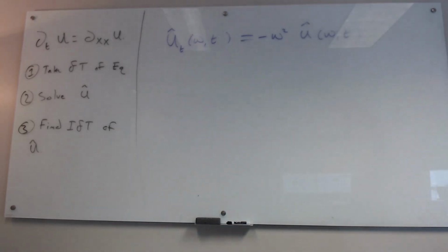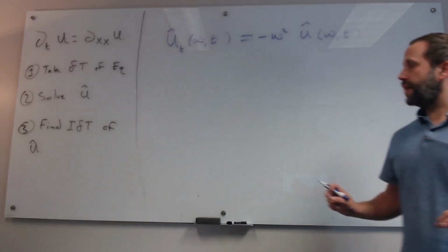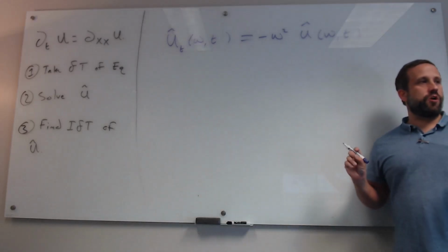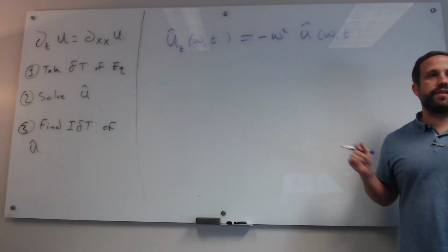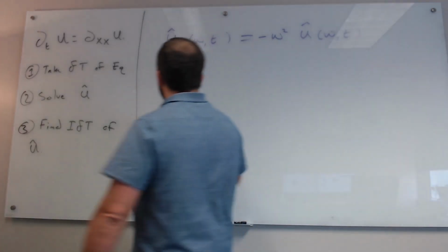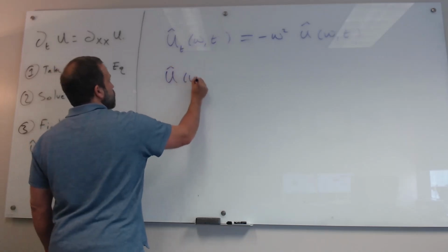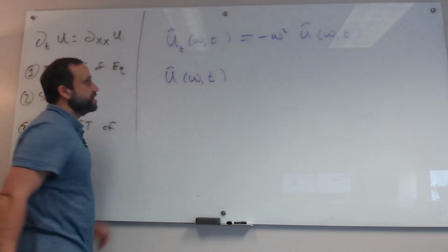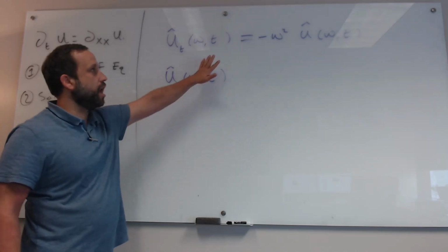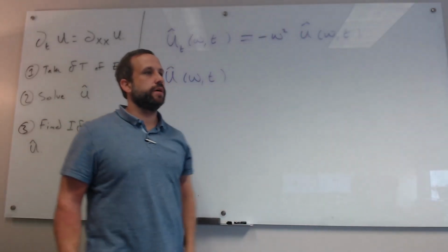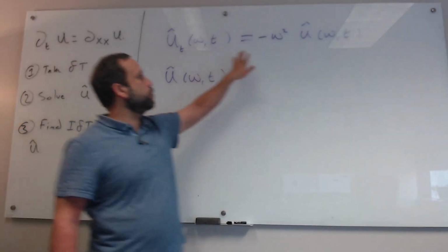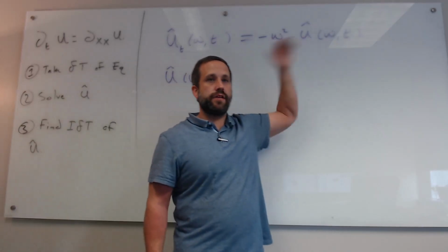Now, if we think about omega as being fixed, this is an ordinary differential equation in the t variable. So if I just solve this, I'm going to get u hat of omega, t. Omega is a constant. Imagine that omega is 17 or something. We have the t derivative is equal to minus 17 squared times the function.